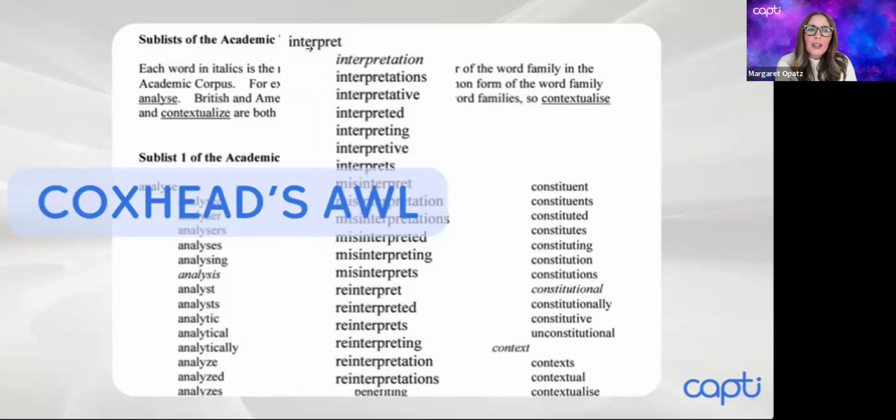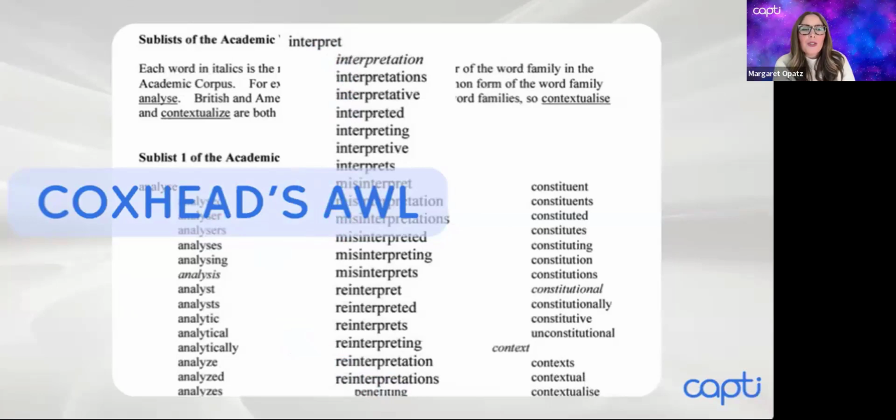And then you can also look at, well, if I'm using interpreted, what is that ed really signaling as compared to if you're looking at ing? What is that signaling? You can really get into that conversation of being able to differentiate between those various suffixes and the way that they change the meaning of the word. So I highly encourage you to check out Coxhead's academic word list.